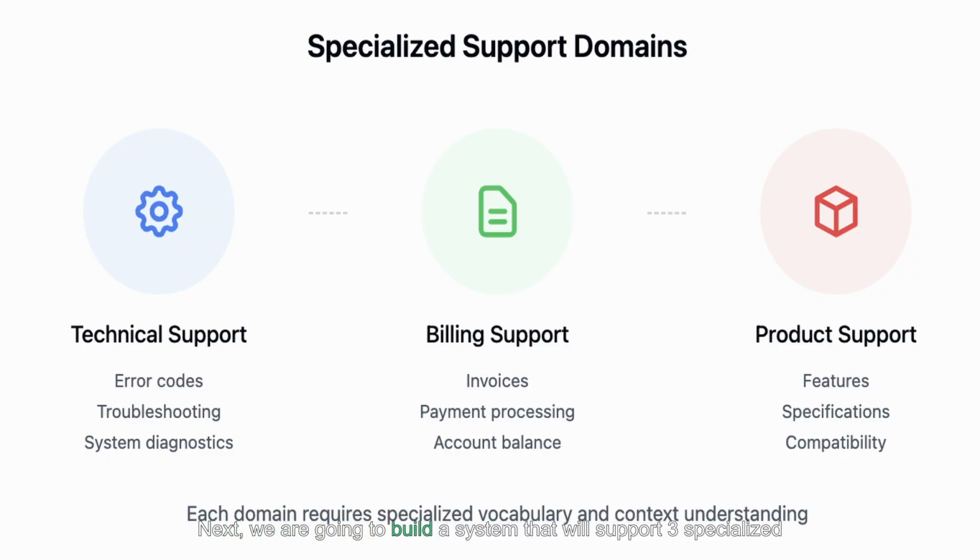Next, we're going to build a system that will support 3 specialized domains for now. One is product, another is technical, and the third is billing support. Each domain requires different vocabulary and context understanding. Technical support needs to understand technical terms and troubleshooting steps. Billing support needs to handle numbers and account queries. And product support needs to understand product specifications and features.